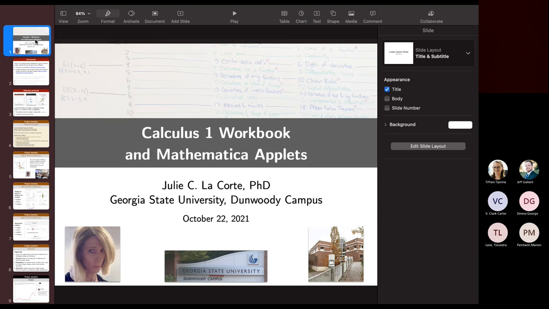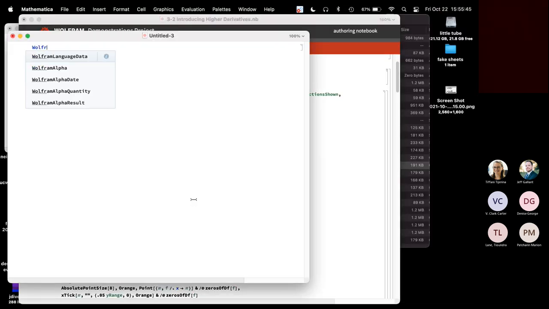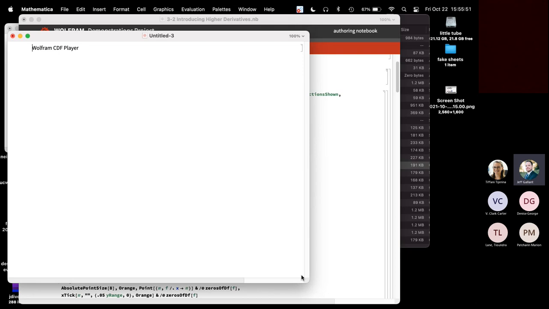If you want to create your own applet or edit existing applets, for that you're going to need the full version of Mathematica, which you can usually get as an educator, even if the school doesn't provide a site license to all the students. Did that answer your question? Can you let me know again what that's called, CDF? It is Wolfram CDF. Dr. Marion, I put a link in the chat too to get to the player. Oh, okay. Thank you. No problem.